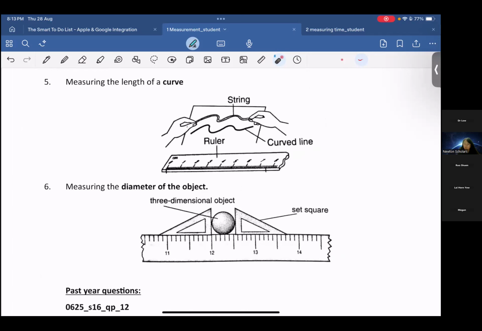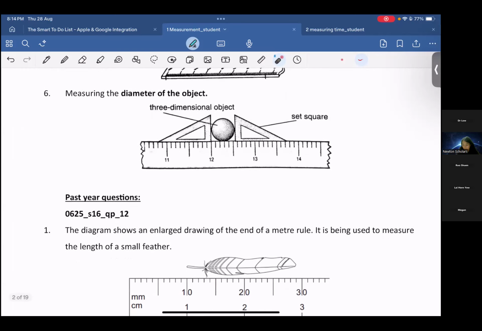Okay, let's say we want to measure the length of a curve. We cannot use a ruler, because it is a curve. So what should you do? You use a string, follow the curved line, then you use the ruler to measure the length of the string. Then you will know the length of the curve. Okay, this one is seldom asked. So far, I haven't seen any question.